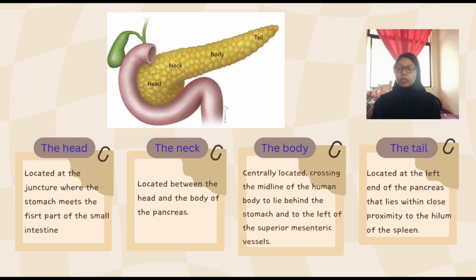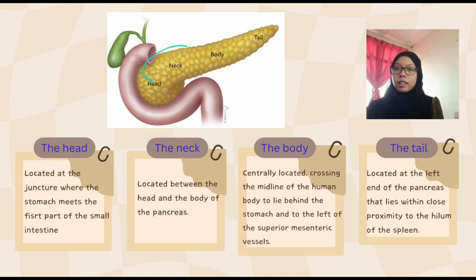The white part, called the head of the pancreas, is positioned towards the center of the abdomen. The head of the pancreas is located at the juncture where the stomach meets the first part of the small intestine. This is where the stomach empties partially digested food into the intestine, and the pancreas releases digestive enzymes into this content.